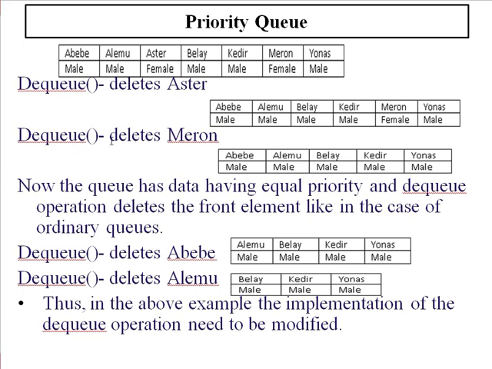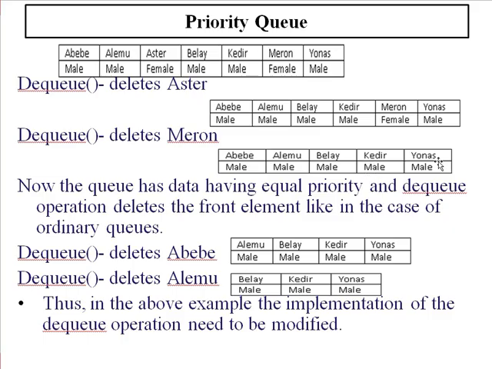Then again DQ, another DQ operation. So it will just look for the first female. So the first female is Meron. So it will remove Meron from the list, and the remaining is this one.